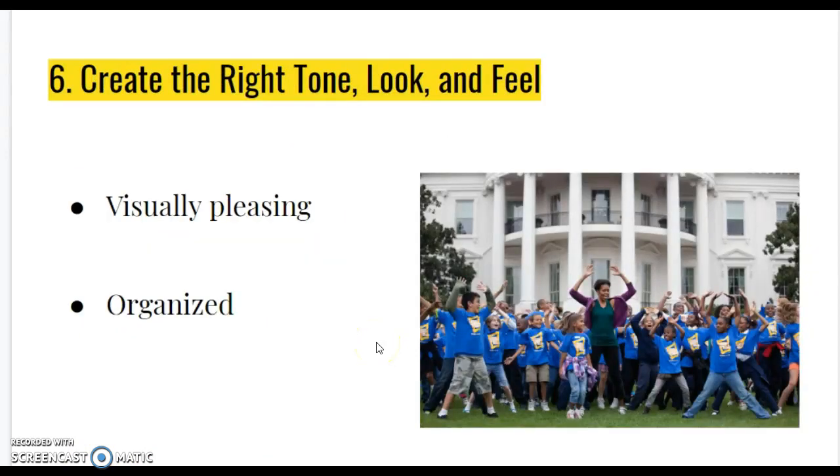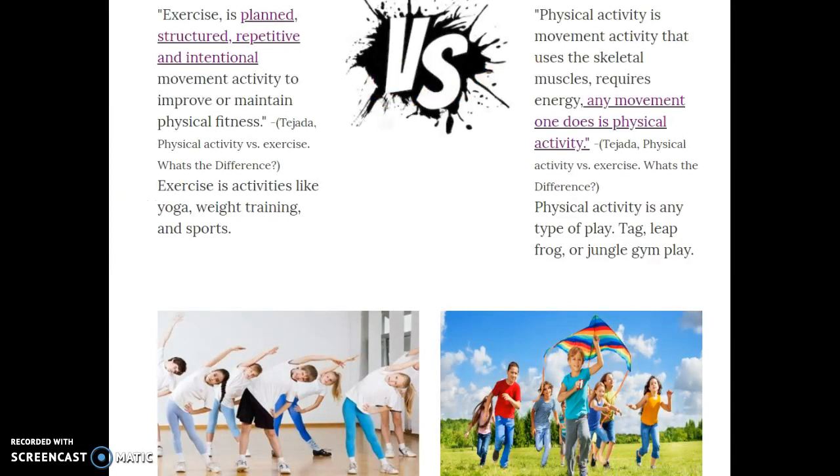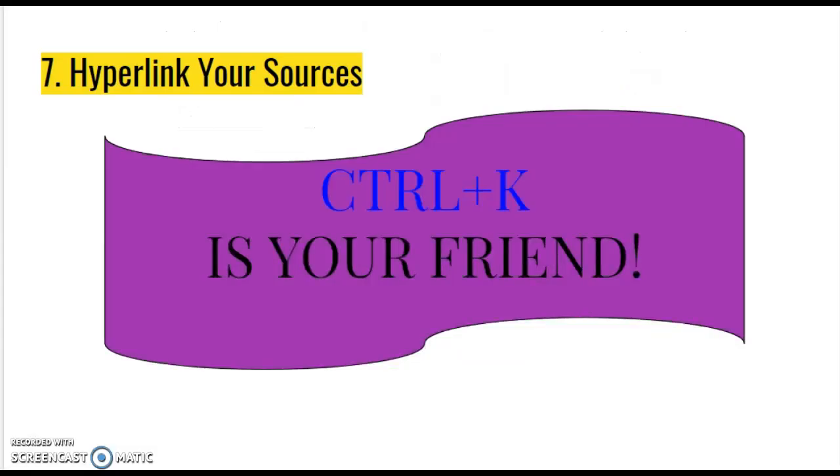Number 6 is to create the right tone, look, and feel. I did my best to make my webpage visually pleasing and well organized, and I used pictures that I believed represented my topic. As you can see here, I used pictures and I used same colors on important information and all of my headings.